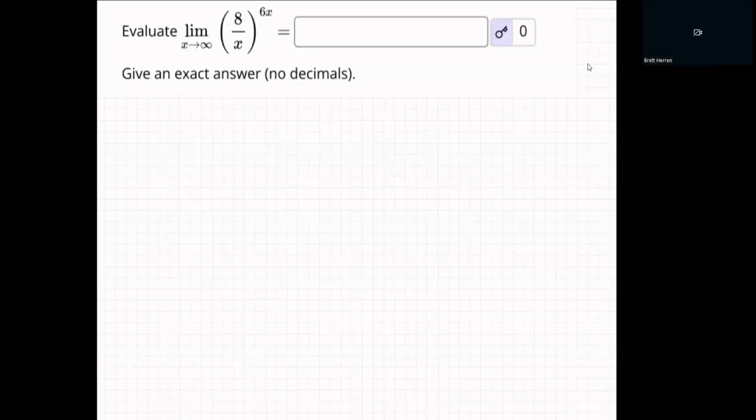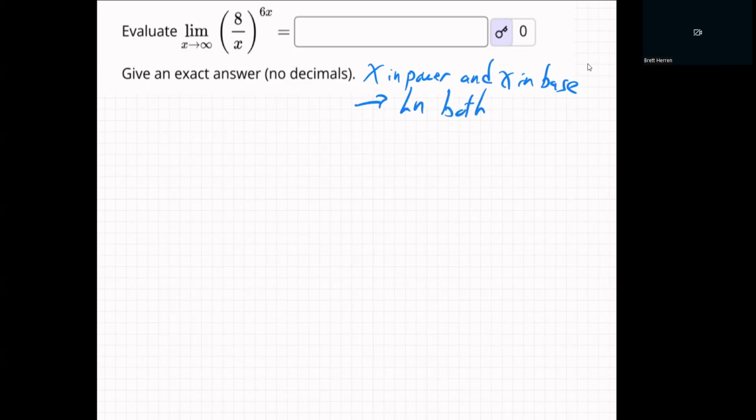This one, we want to go to infinity. And basically, whenever we have x's in the power and x in the base, both the base and the power, we're always going to ln both sides. That's always how we deal with x's in the base and the power. So let's do this. Let's just bring it down.